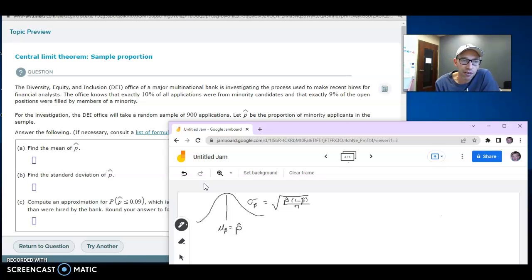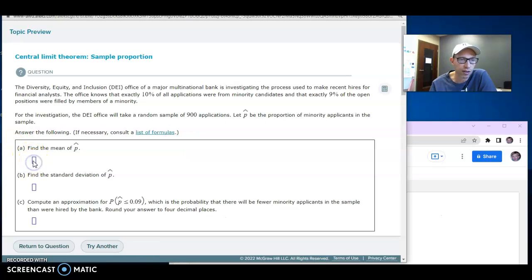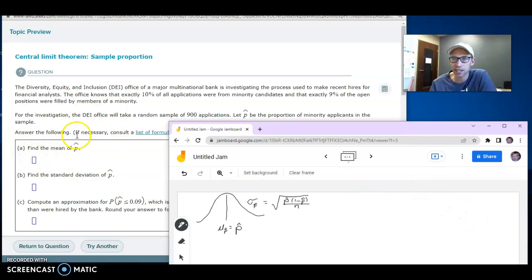So the mean of our proportions here is just going to be the proportion of the population itself, which they tell us is exactly 10% of all applications from minority candidates. It's not letting me put that in since I looked down there, but that would be 0.10. So the mean would be 0.10. In fact, I can put that in here, 0.10.